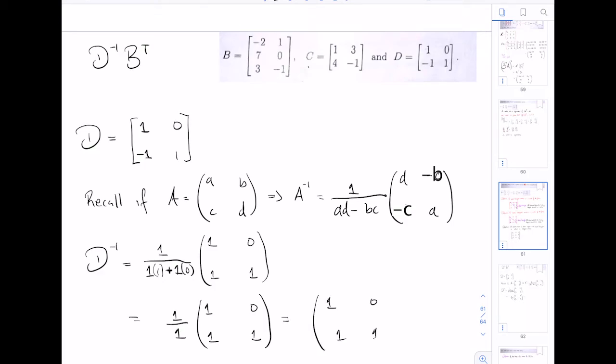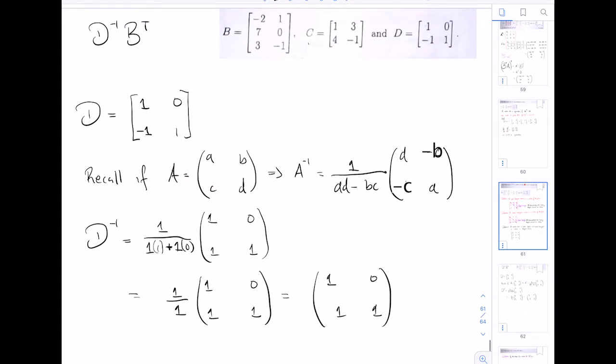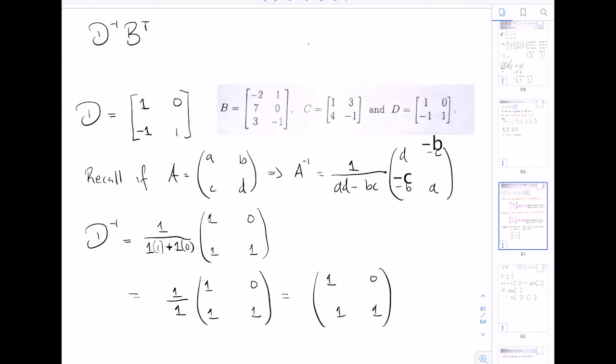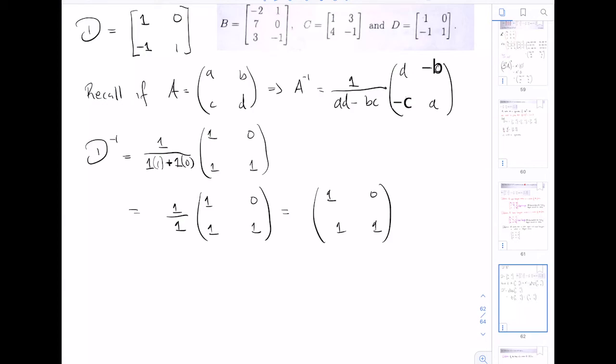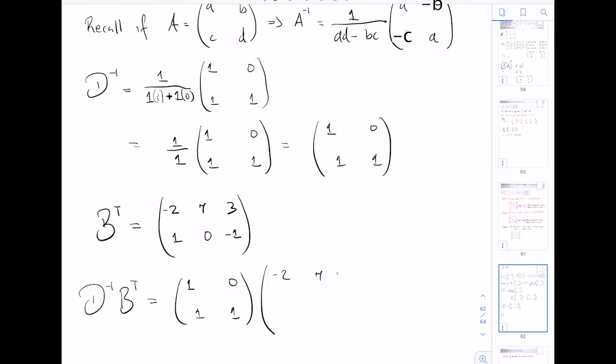Which is the same as 1, 0, 1, 1. Nice. So now we need B transpose, and if we look back at our set of matrices here, we can write down the transpose of B as minus 2, 7, 3, 1, 0, minus 1. So now taking these two results, we can write down D inverse times B transpose, which is equal to 1, 0, 1, 1 times minus 2, 7, 3, 1, 0, minus 1.